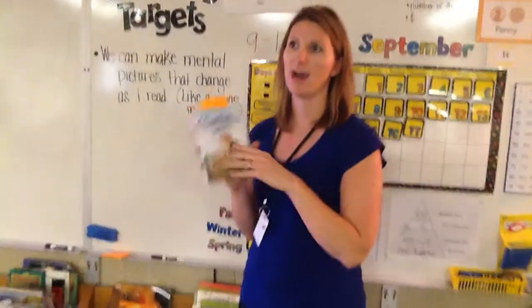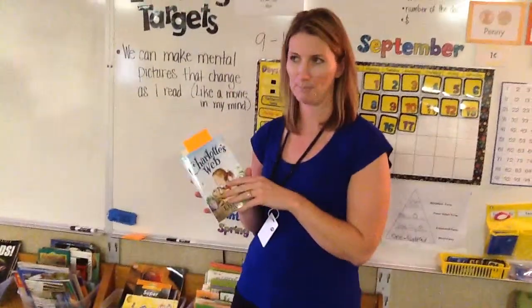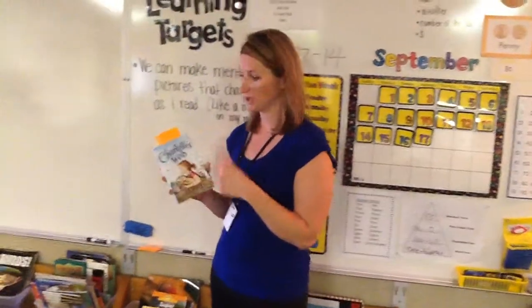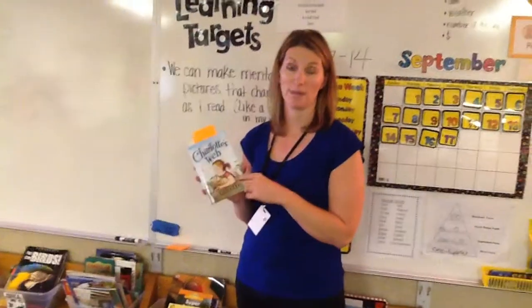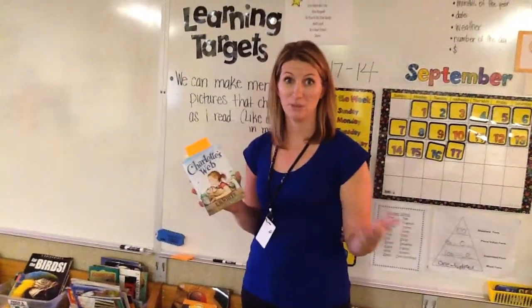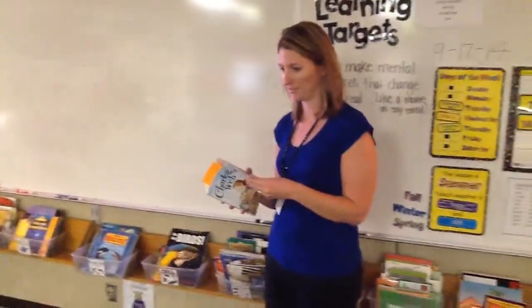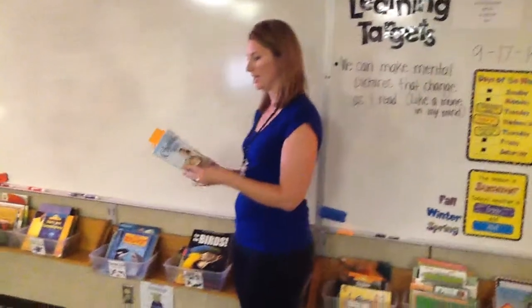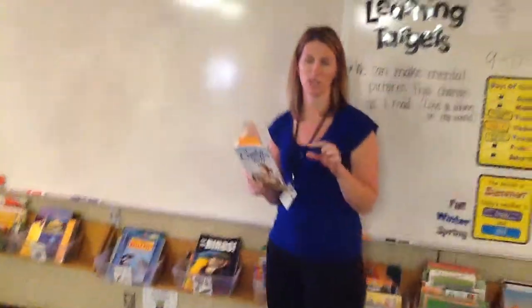So I'm going to show you how I do that with the story Charlotte's Web. When I read Charlotte's Web, I think of my grandpa's farm. Because a lot of times when you visualize, you think of places that you've been. You visualize pictures in your head of places you've been or seen before. So if I read a little clip of this book, I'm going to show you how I visualize it in my head.